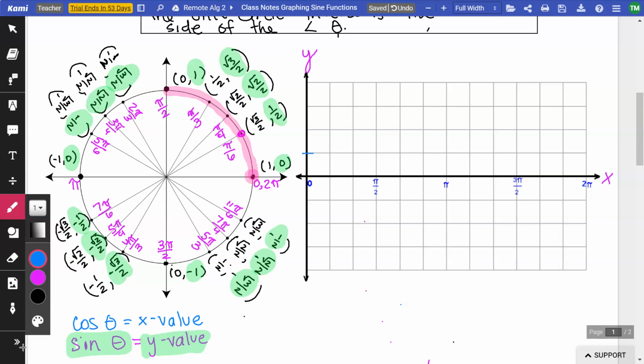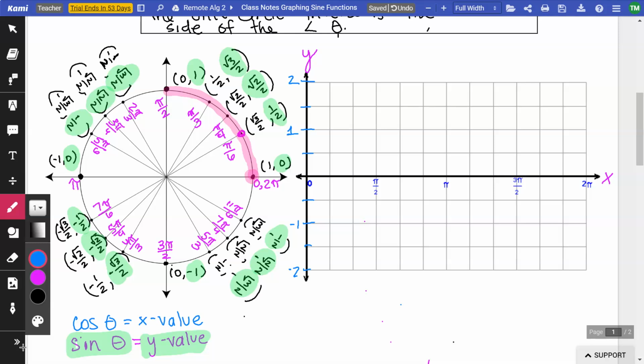So I'm going to count by halves on my y-axis: 1, 2, -1, -2. We could have counted by quarters if we wanted to, but for the sake of this graph, we're just going to count by halves.